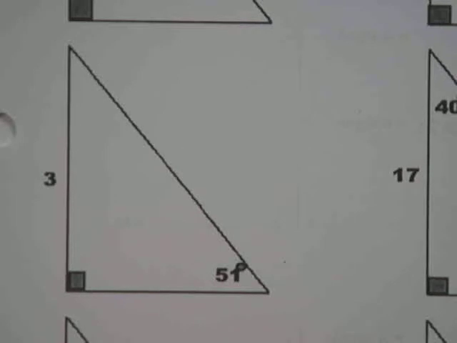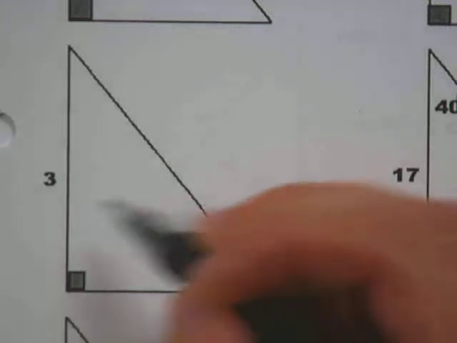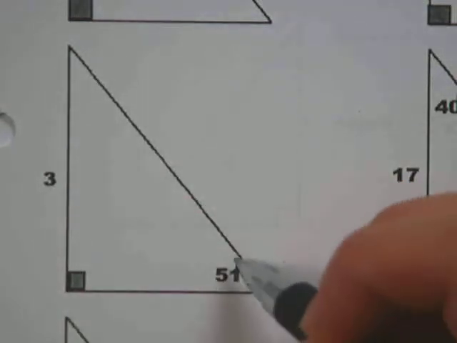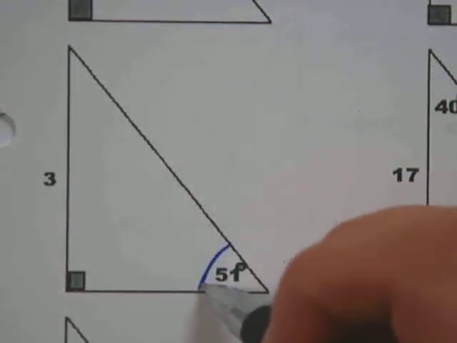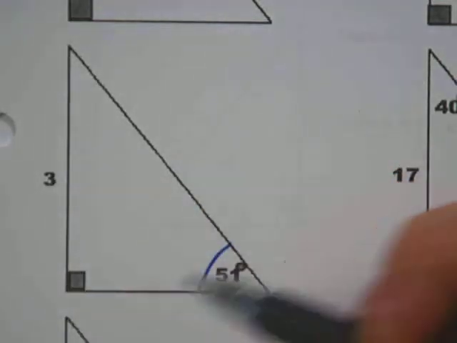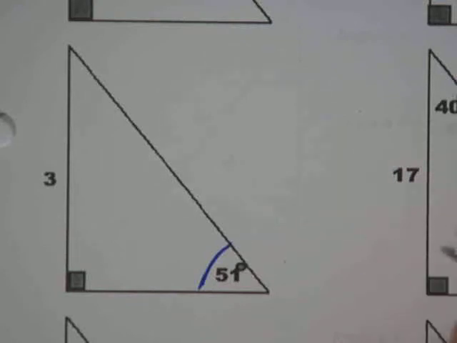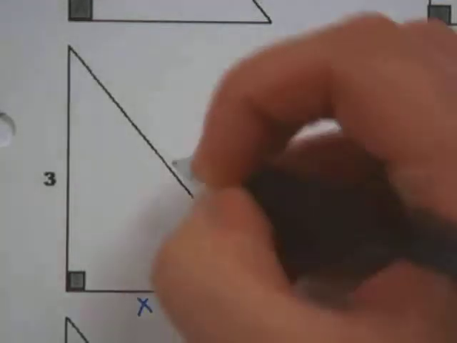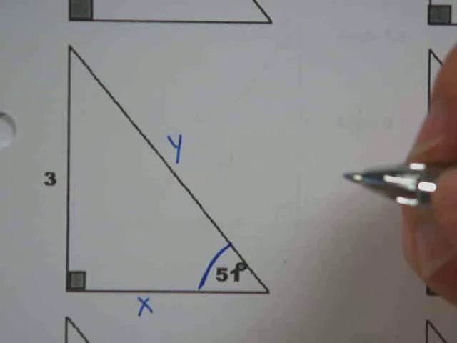This one's all about using trig ratios to solve right triangles with solving sides. So given one angle, so this one right here, and one side, we want to be able to find the other two sides. So the first thing that we're going to do is I'm going to label these sides x and y because we don't know them.